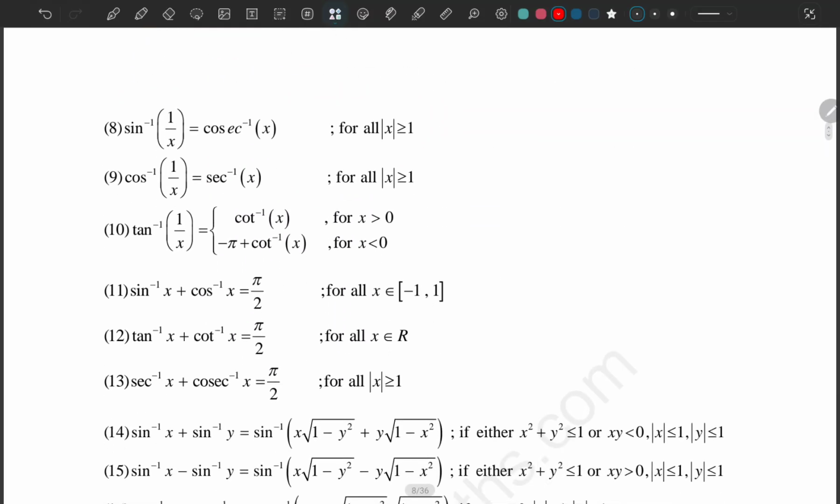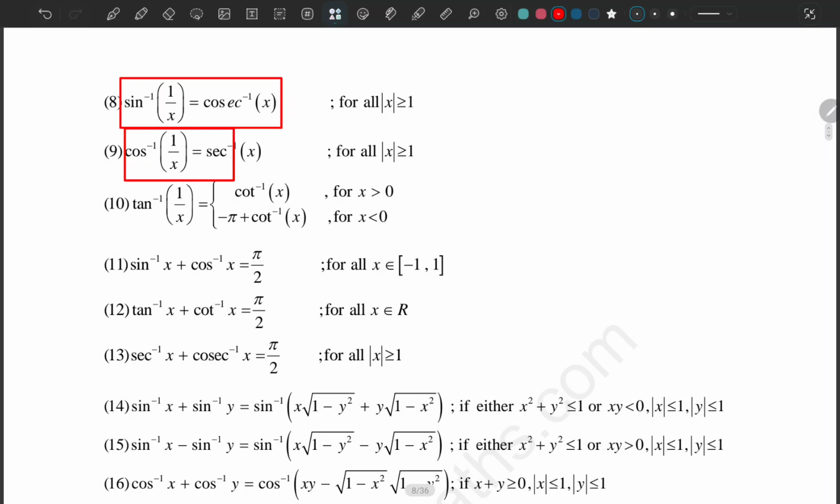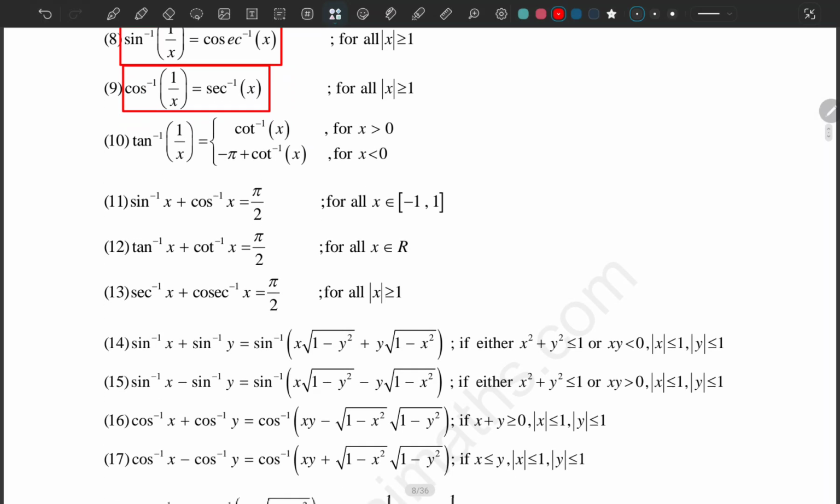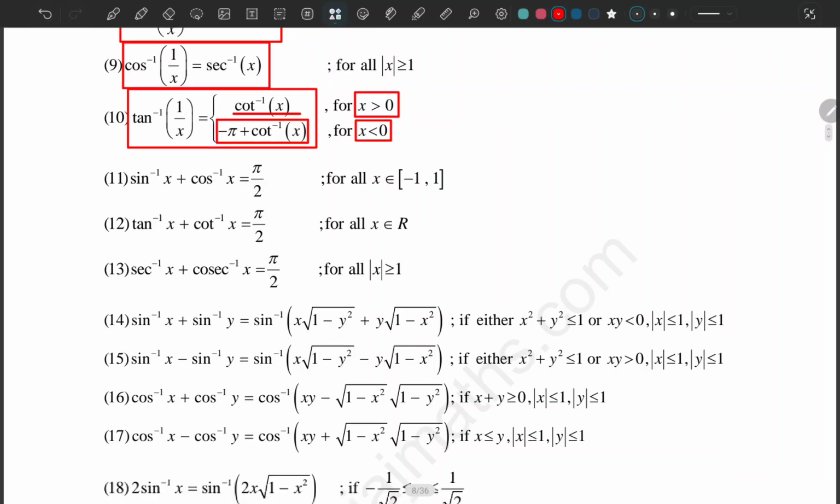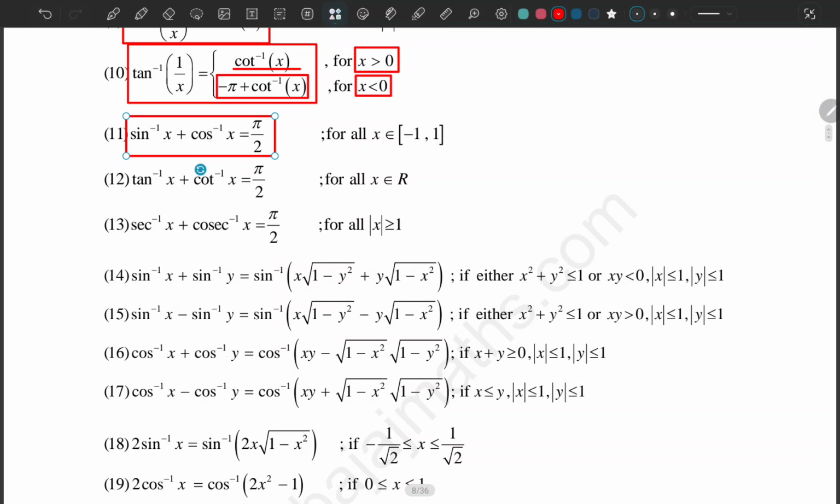Okay, next, sine inverse of 1 over x equals cosecant inverse of x. Remember that. Cosine inverse of 1 over x equals secant inverse of x, and tangent inverse of 1 over x has two different parts. When x is greater than 0, this comes out to be cotangent inverse of x, but when x is less than 0, this comes out to be minus pi plus cotangent inverse of x. These are very important, please remember that.